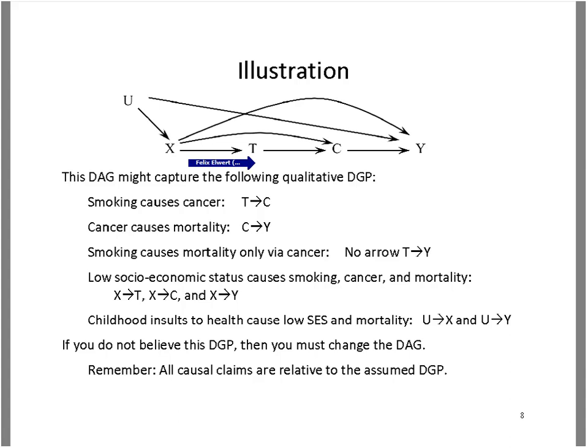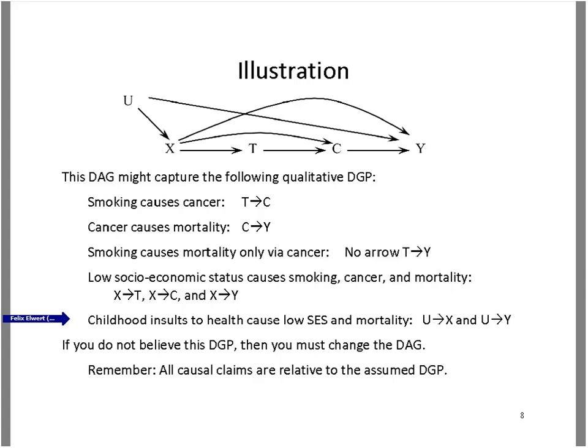And if X represents low socioeconomic status, then these three arrows that emanate from X would signify that low socioeconomic status causes smoking, cancer, and mortality. And finally, we might have a variable that we call U, which might be perhaps unobserved childhood insults to health. And here, this DAG claims that childhood insults to health cause low socioeconomic status and mortality, but not directly smoking or cancer. So here you have a fairly complicated causal story about how the world works.